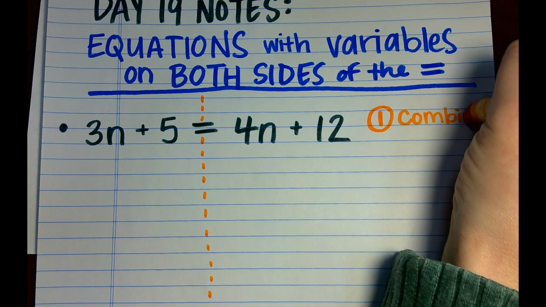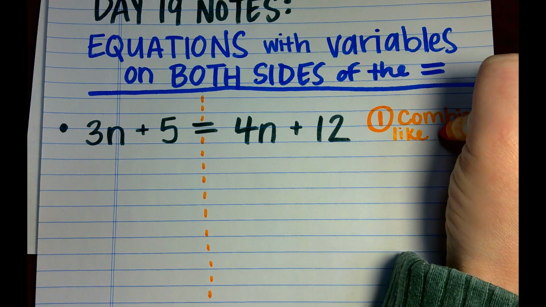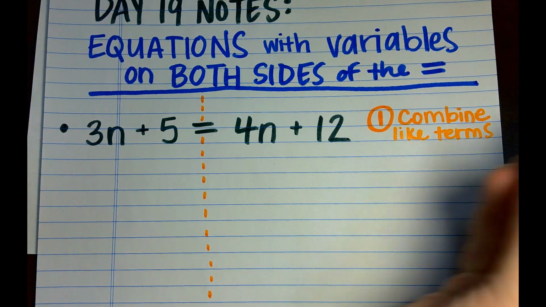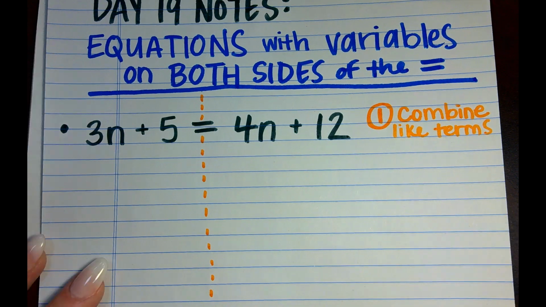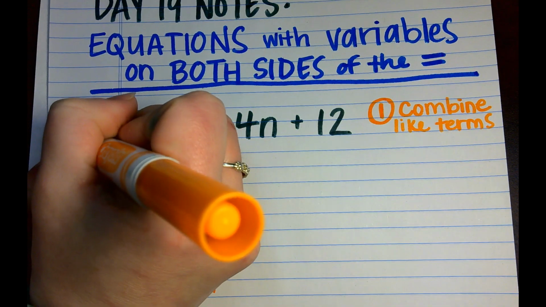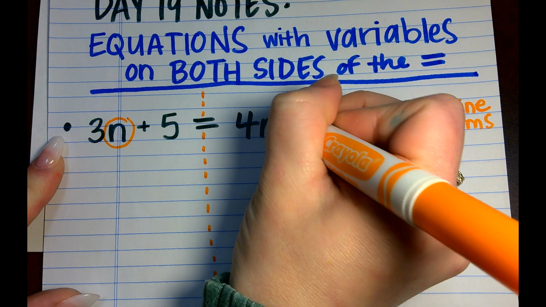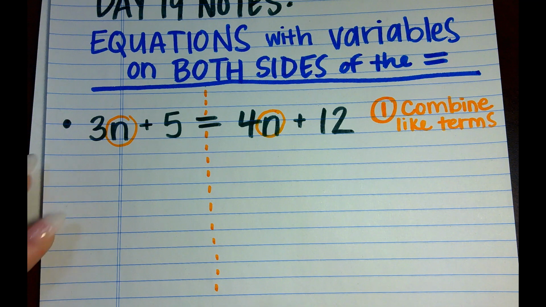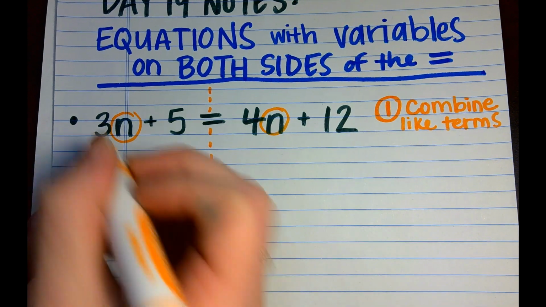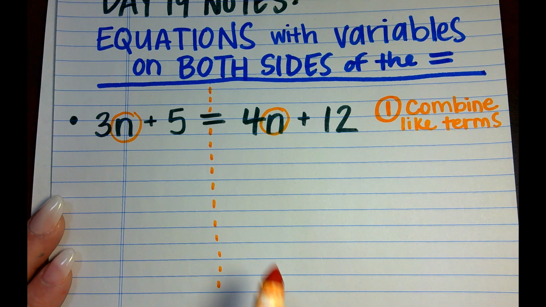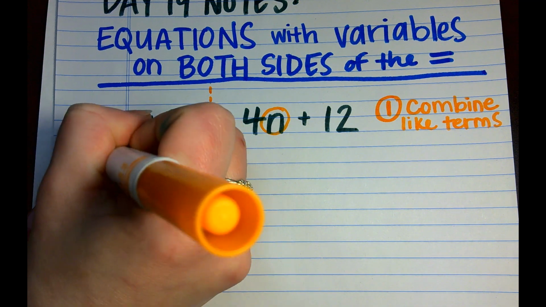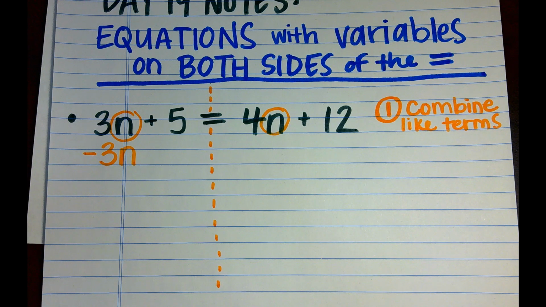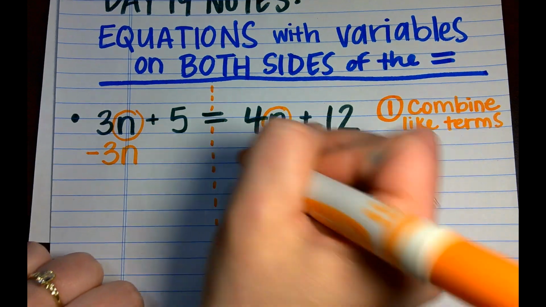So, like terms, we're using inverse operations. I have an n here and an n here. We want to get them both on the same side, and I want them to be positive. In order to do that, I'm going to subtract the smaller number of n, 3. So minus 3n. And tell me, where else am I subtracting 3n? Under the 4n. Good.